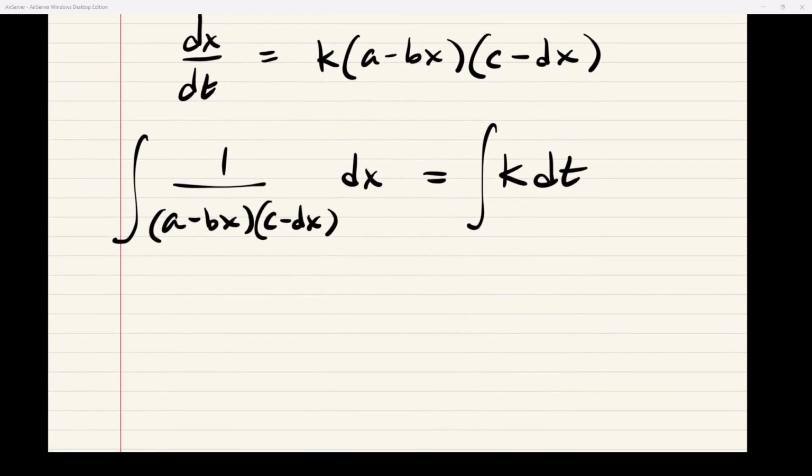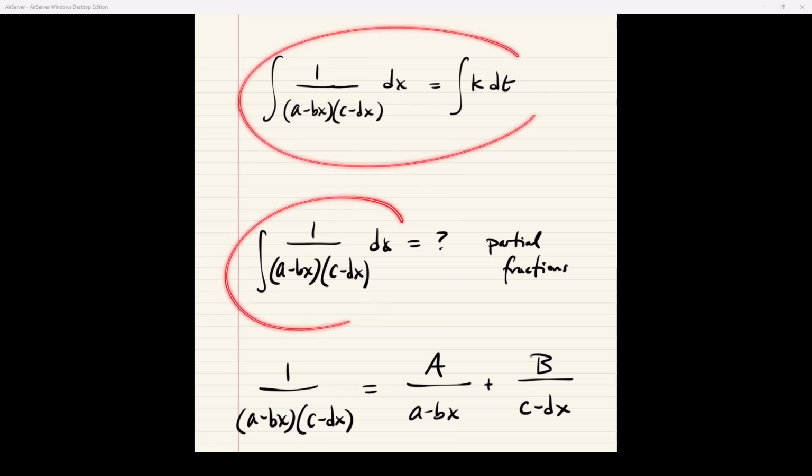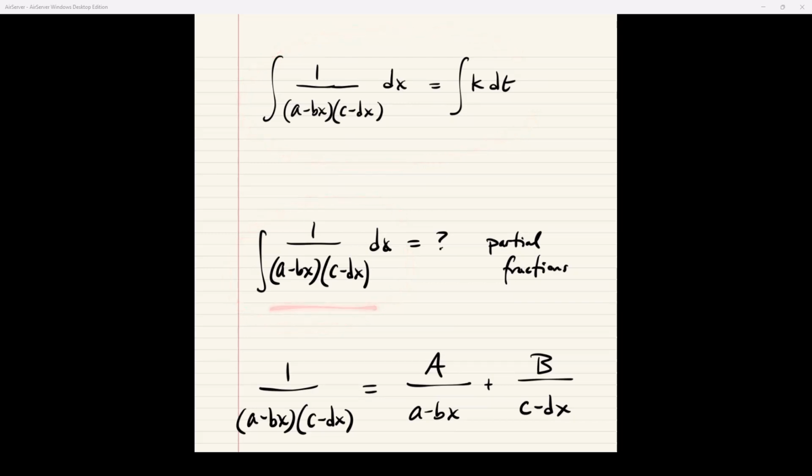And what we have here is something that we can use partial fractions to integrate. If I'm going to solve this by separating variables, the more difficult part is the partial fractions on the left-hand side. The right-hand side, of course, is going to be very easy to integrate. So let's focus first on the left-hand side of the differential equation and do this with partial fractions.